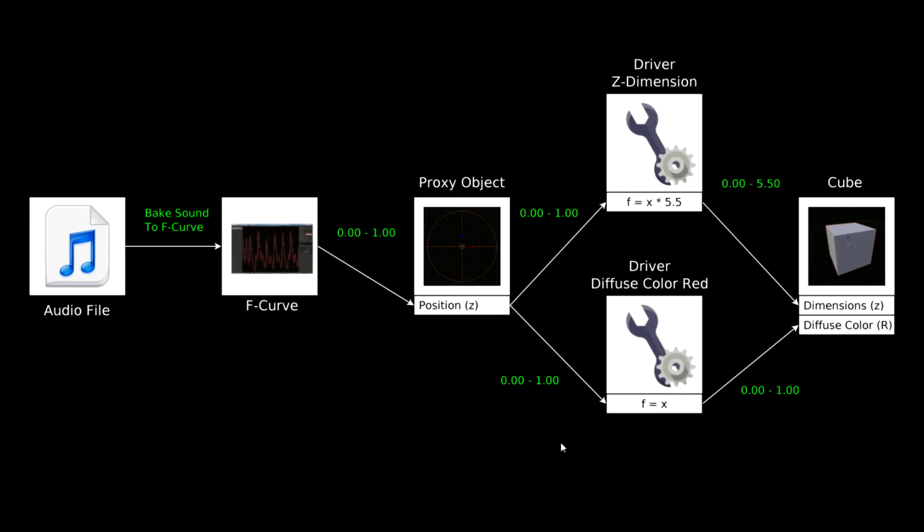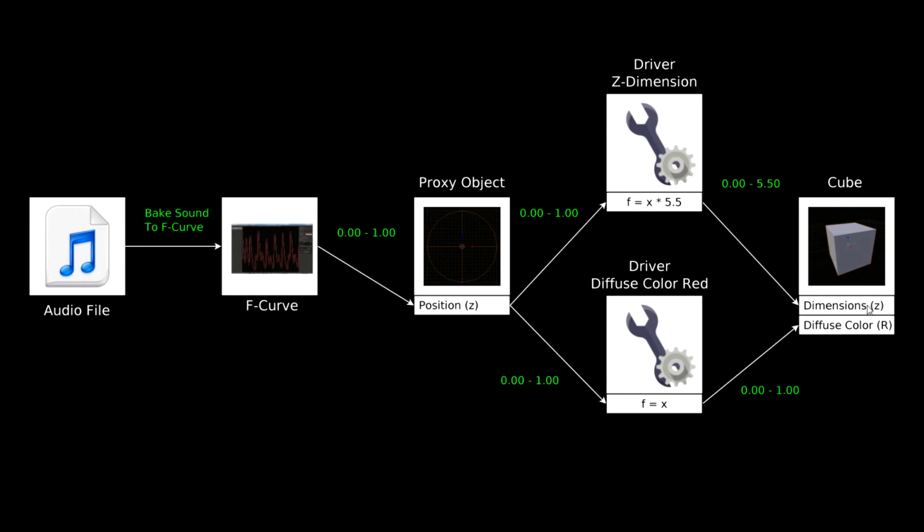So let me tell you what we do. We have this proxy object. I will tell you later what it is. And it has a property position Z. We could have taken any property of this proxy object, but position Z is quite logical. You will see it later. So we feed the audio in here and into the position Z, the vertical position of this proxy object.